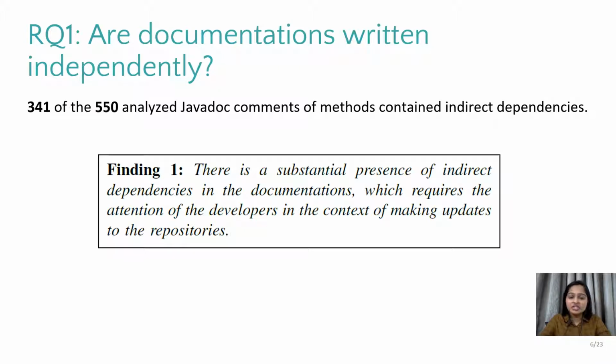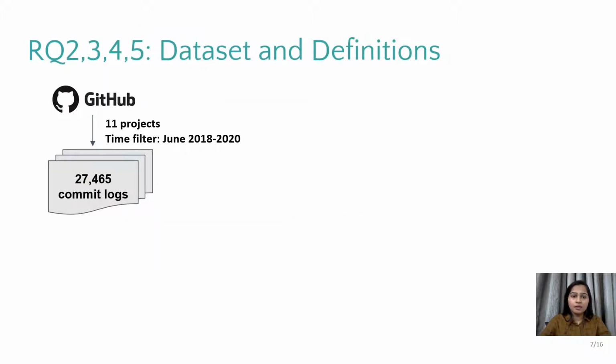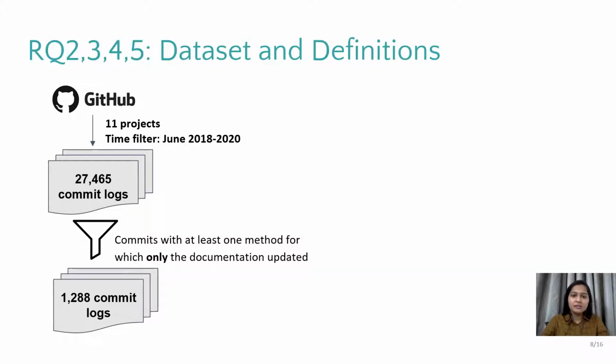code and documentation consistency. The remaining research questions address how the documentations evolve as various commits are made to a repository. We use the same 11 projects from GitHub and picked 2 years of commit logs. This gave 27.5 thousand commits. We shortlisted commits containing at least one method where only the documentation was updated, as it was of our interest to see what triggered the update to that documentation. This resulted in 1288 commits.